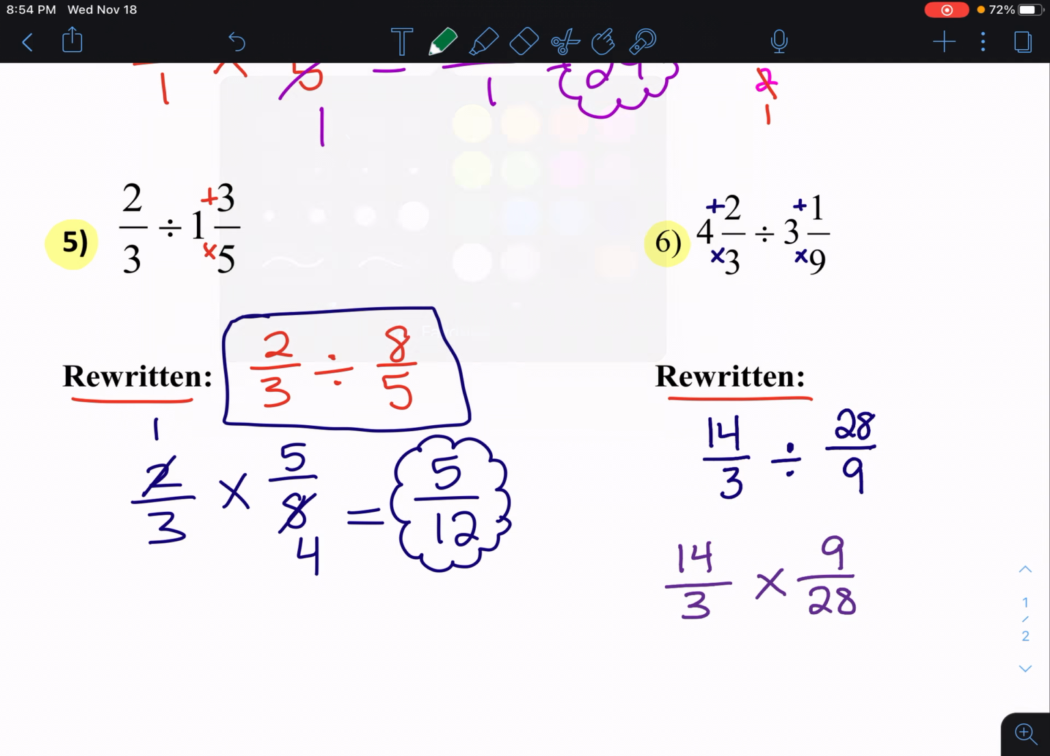Now I'm going to do my canceling. 14 goes into 28 2 times, and 14 divided by 14 is 1. 3 divided by 3 is 1, and 9 divided by 3 is 3. 1 times 3 is 3. 1 times 2 is 2. So my answer is 3 over 2.